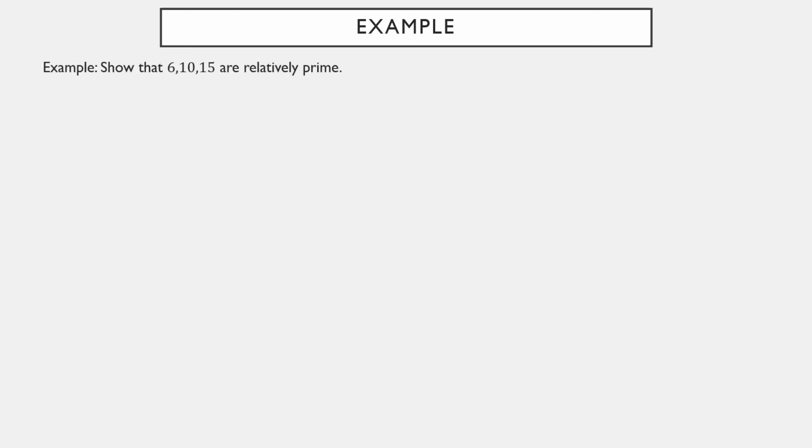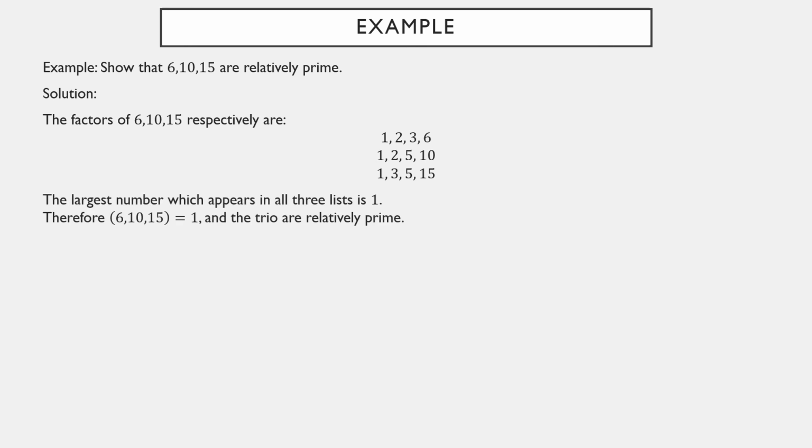Another example. Show that the set 6, 10, and 15 are relatively prime. Well, here are the factors of 6, here are the factors of 10, and here are the positive factors, at least, of 15. Since we're talking about greatest common factors, it only is necessary to look at positive factors. The only number that appears in all 3 lists is 1, so the only common factor of that set is 1. So this triple of numbers are relatively prime.